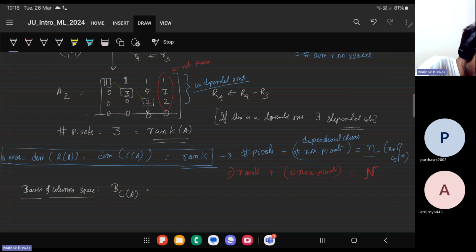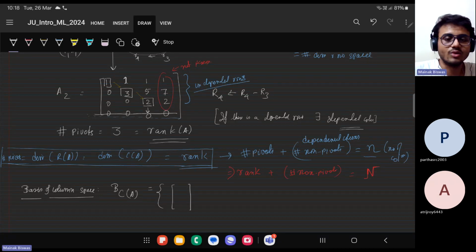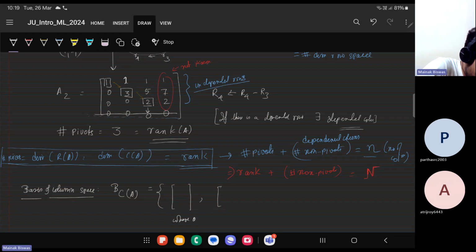You can tell me in terms of the initial matrix only, because you have already got the columns in which you have pivots. Wherever you have pivots, they are independent. Agreed or not? Because you could not make them 0. So tell me, in the initial matrix, what are there? Column 1, column 2, and column 3, right?